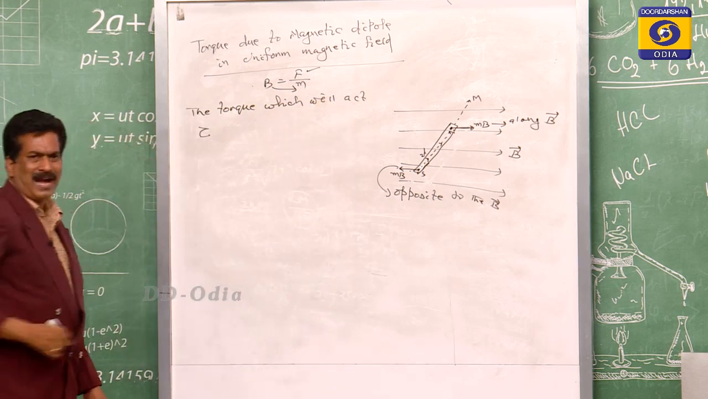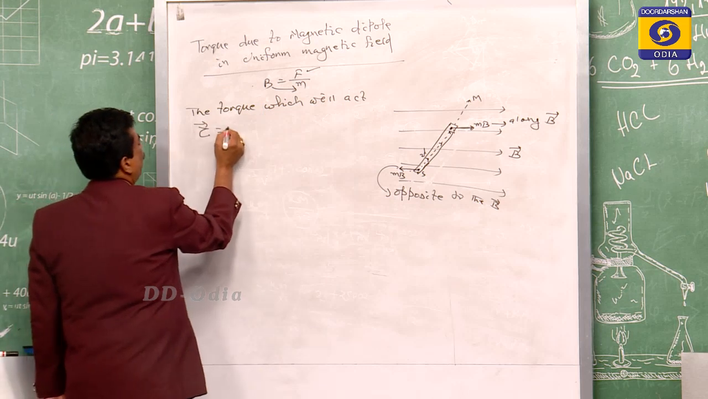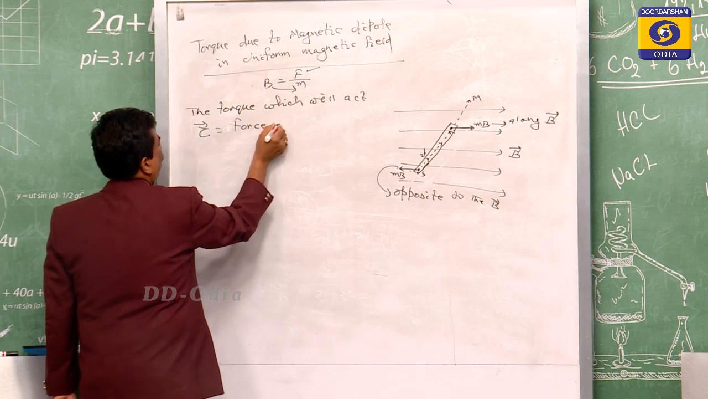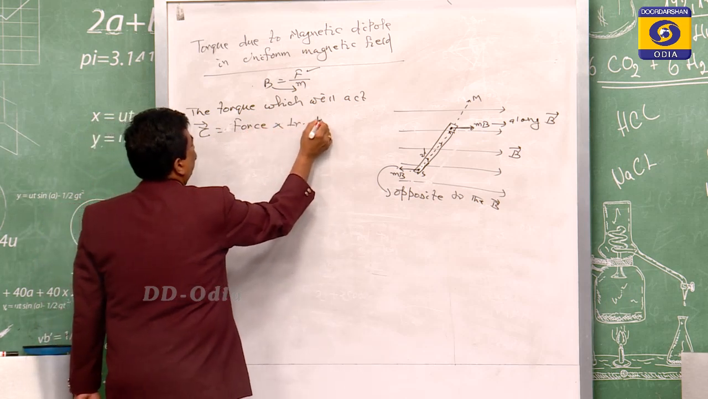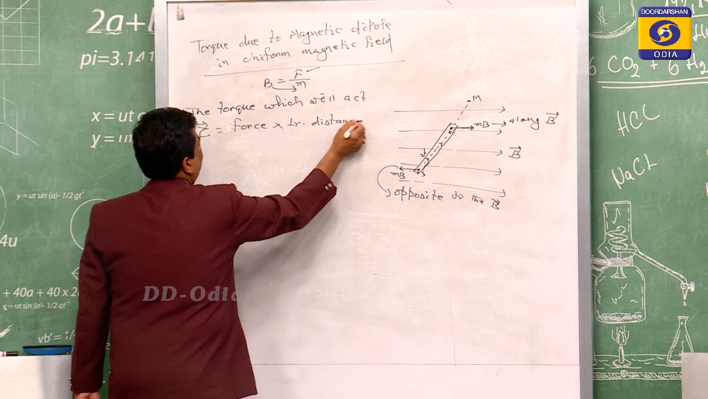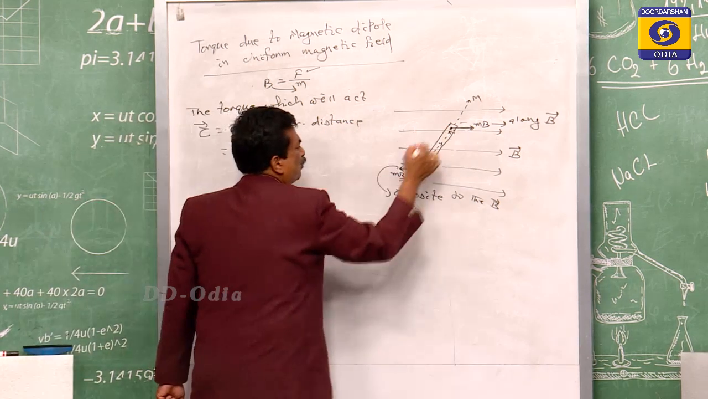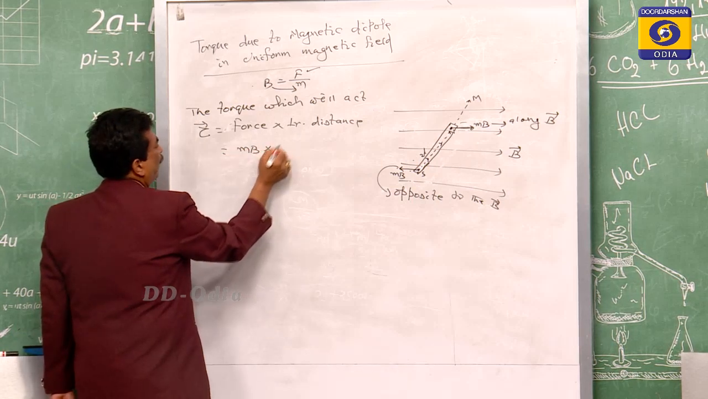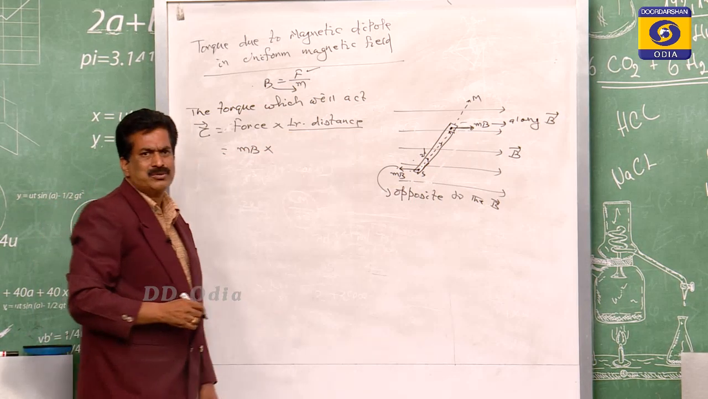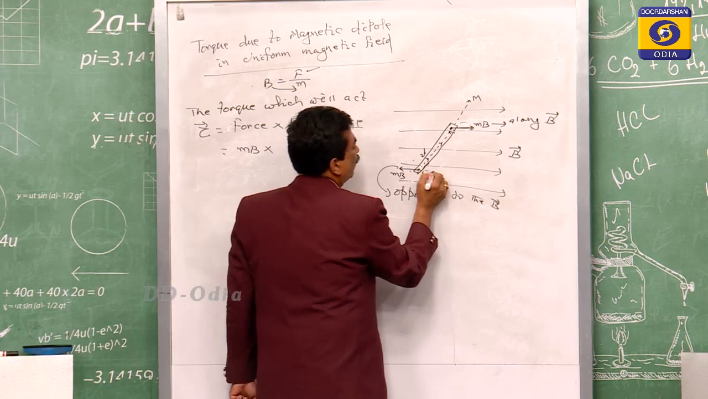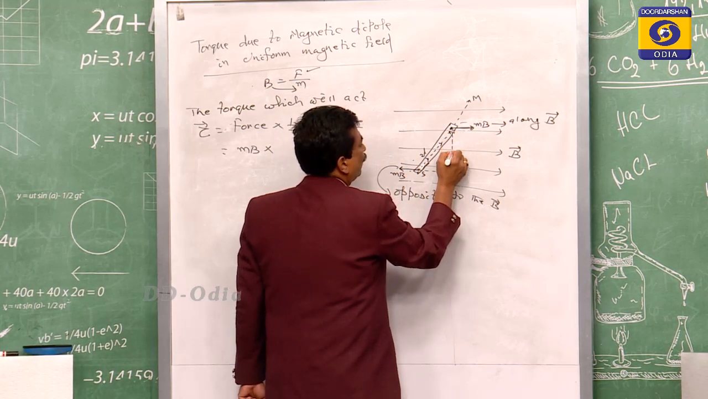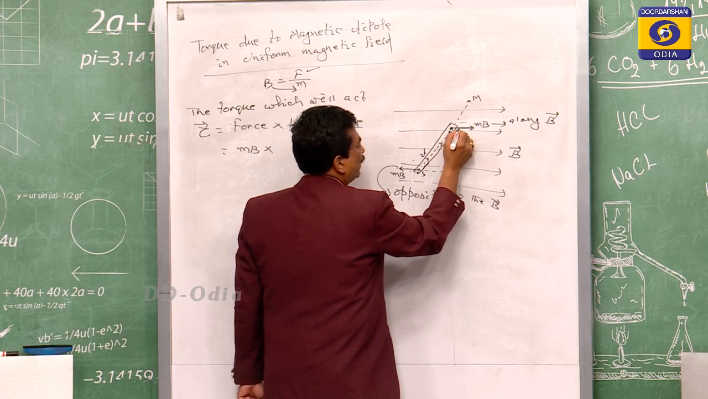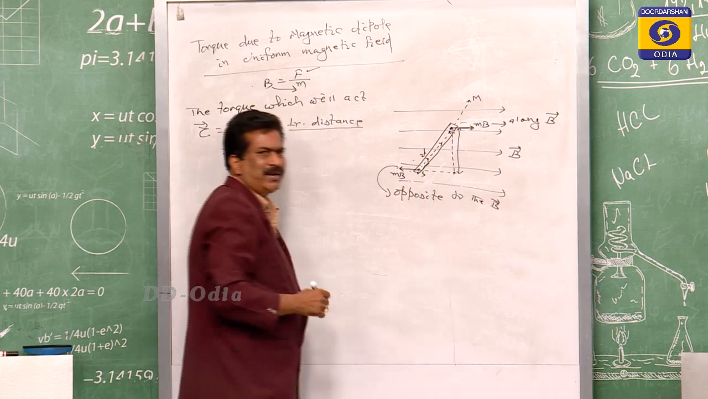if that is tau, then what is tau? That is equal to the force into the perpendicular distance. Here the force, either this force or this force, is MB, into the perpendicular distance. Which one is the perpendicular distance? Between the two forces, what is the perpendicular distance? From this to this, the distance we have to write. This is the perpendicular distance.